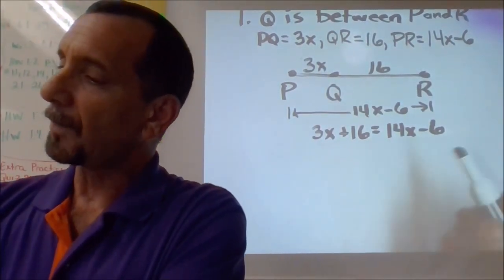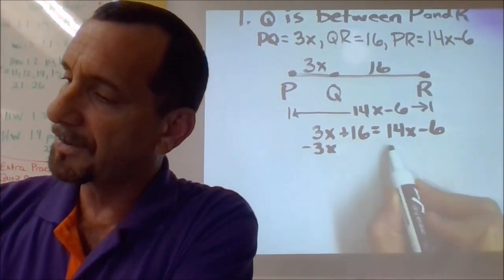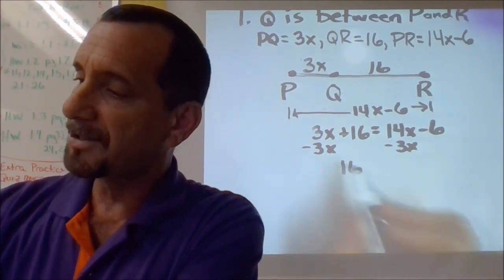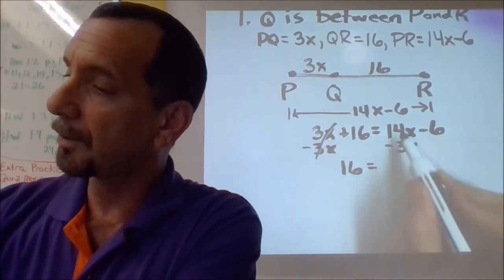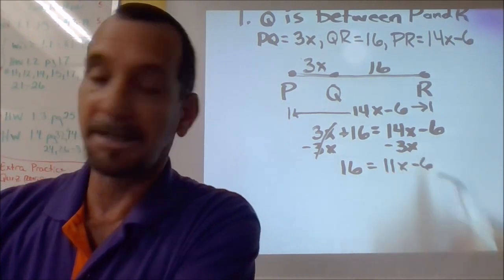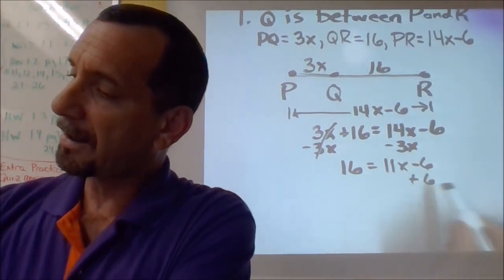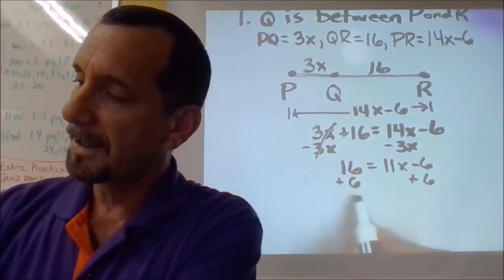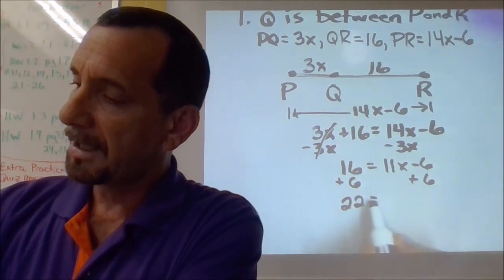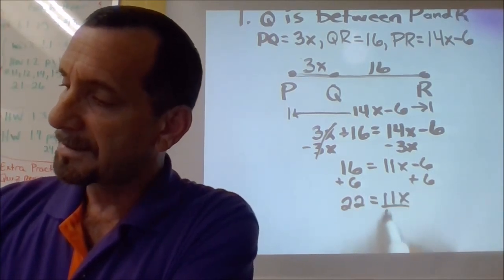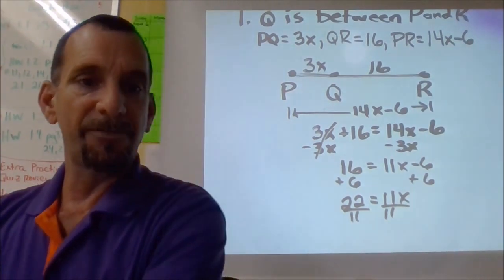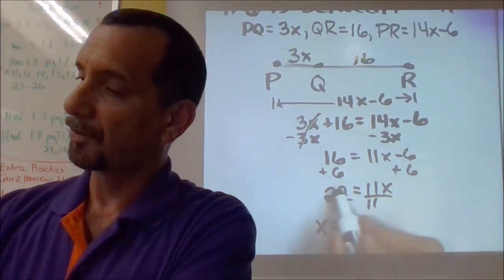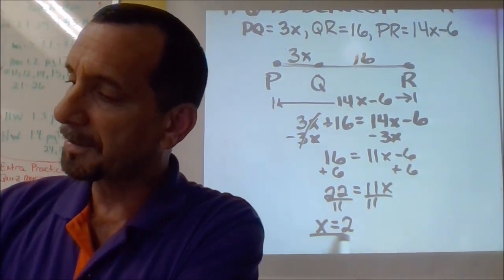So let's solve for x. Let's get those x's together because they're on both sides of the equation. So that just gives us 16 equals 11x minus 6. Carry the 6 on over to the other side because now we want to solve for x. And that gives us 22 equals 11x. Divide by 11, and we've got x equals 22 divided by 11, 2. I would put a line under that.